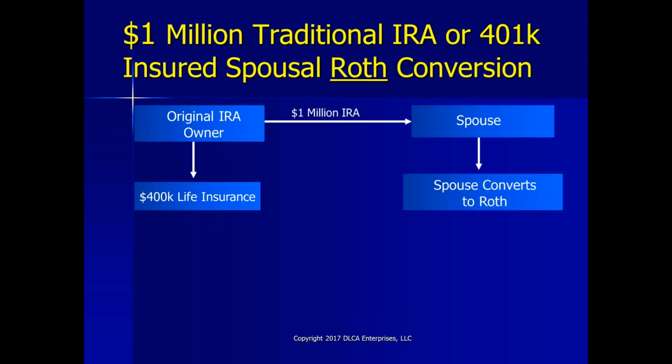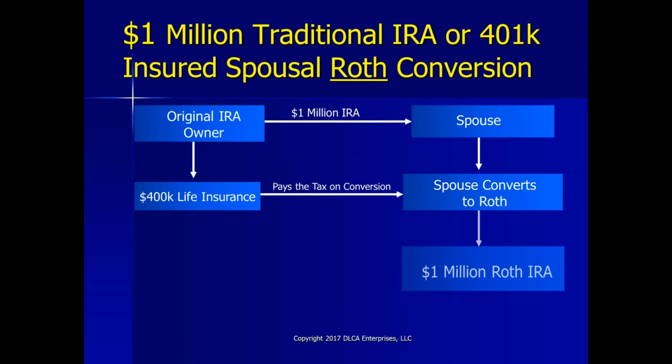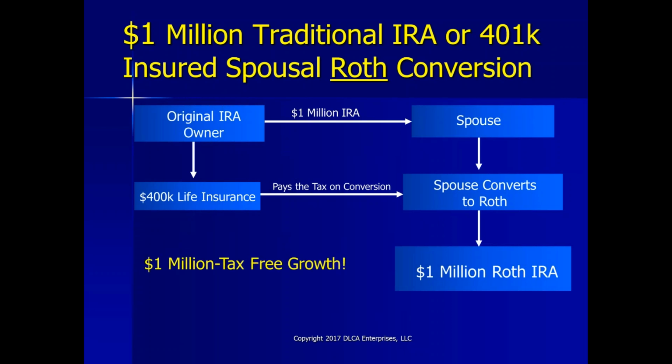So here's what we do. We have the spouse convert the IRA to a Roth. We use the life insurance proceeds to pay the tax on the conversion. Now we have a $1 million Roth IRA. We have $1 million growing tax-free, and we have future distributions. All the income that your spouse needs to take out will be income tax-free.